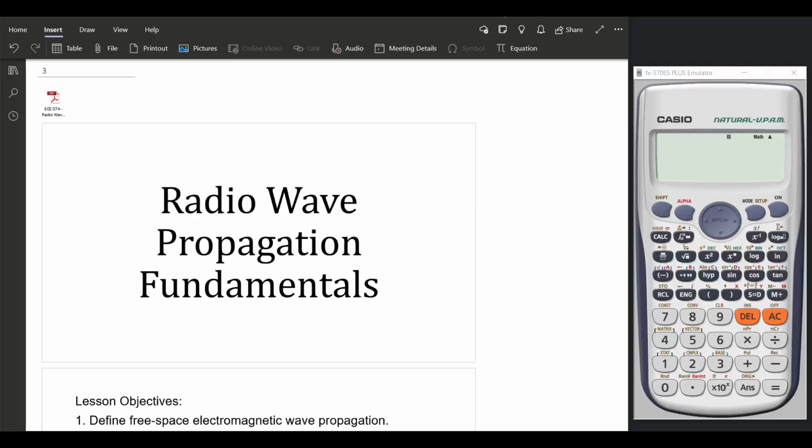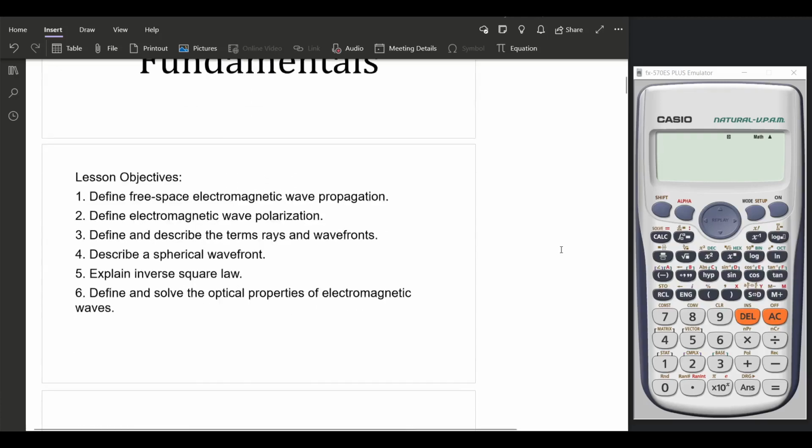Our topic for today is radio wave propagation fundamentals. So here are the lesson objectives. After this lesson and discussion, you should be able to, number one, define free space electromagnetic wave propagation. Number two, define electromagnetic wave polarization. Number three, define and describe the terms rays and wavefronts.